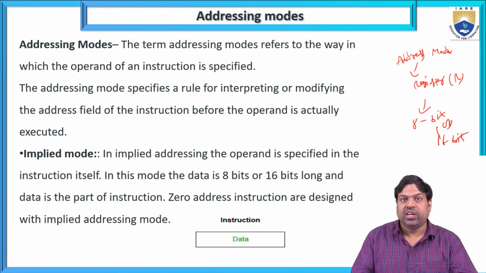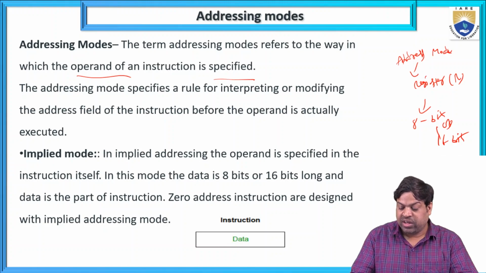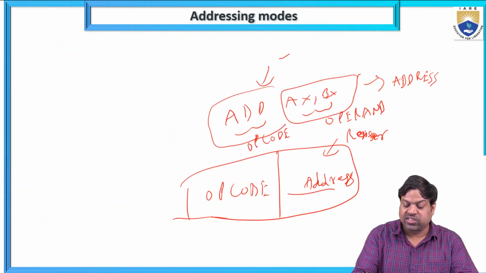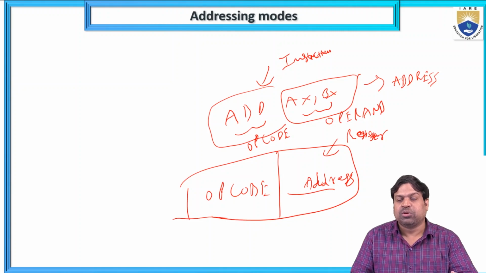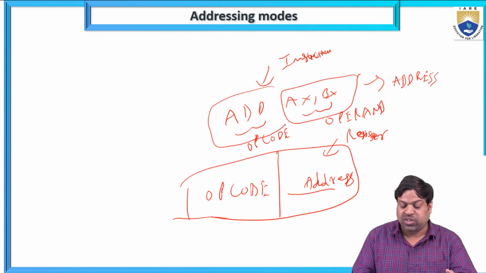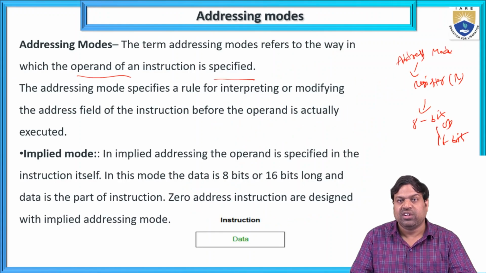So any addressing mode refers to the way in which the operand of an instruction is specified. Suppose I take add ax comma bx as an instruction. The instruction consists of an opcode and an operand, but here the operand is defined in terms of an address. The opcode is the ALU operation, arithmetic logic, shift, rotate and so on, and different opcodes will change. But the operand is a type of register which defines the address.